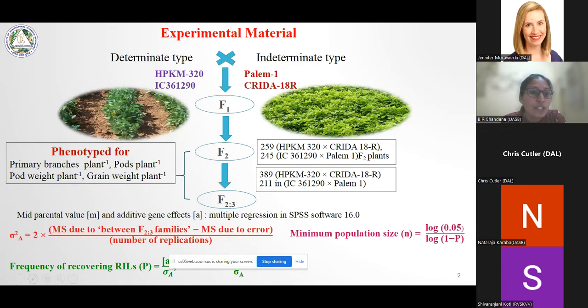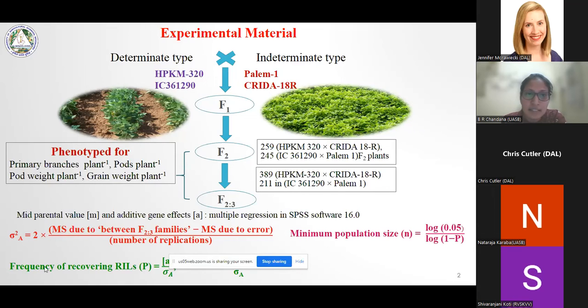And we also need the estimates of additive genetic variance, which was calculated using the results of analysis of variance by subtracting the mean sum of squares due to error from the mean sum of squares between F2 derived F3 families and dividing it by the number of replications.